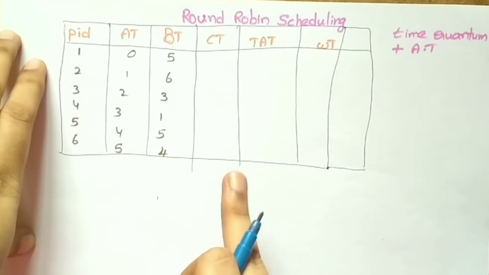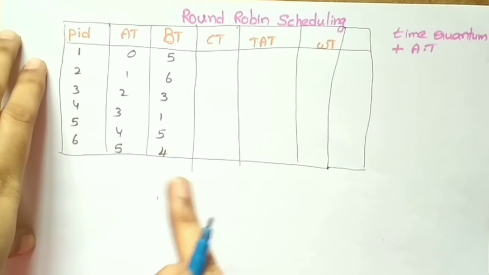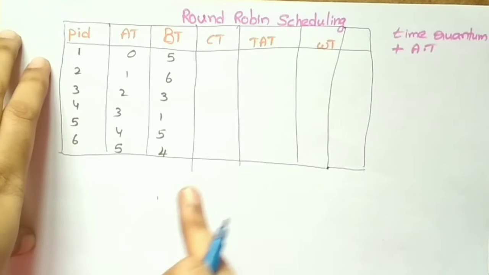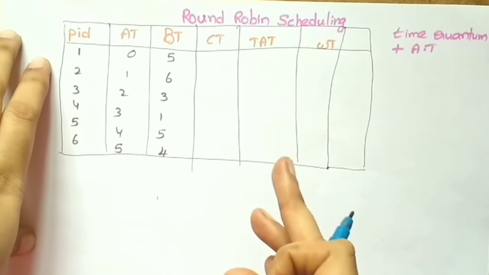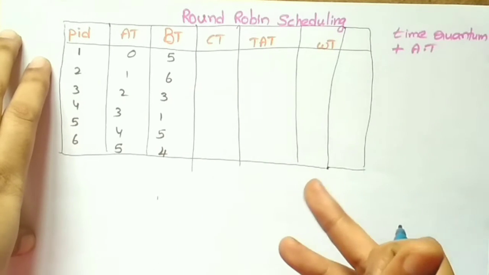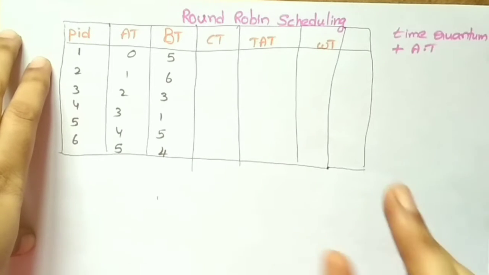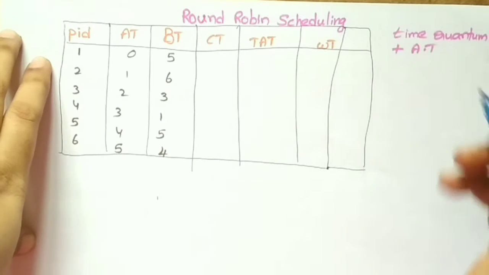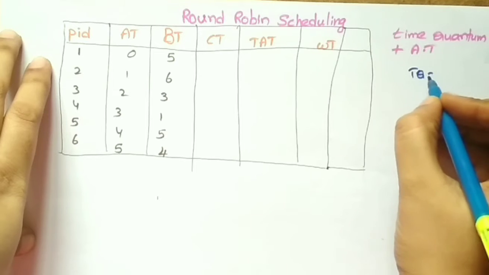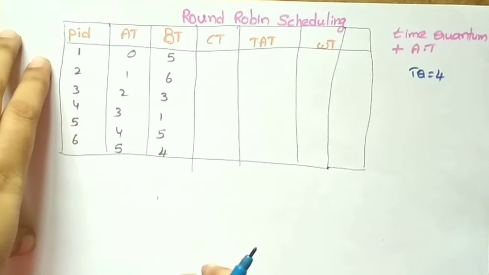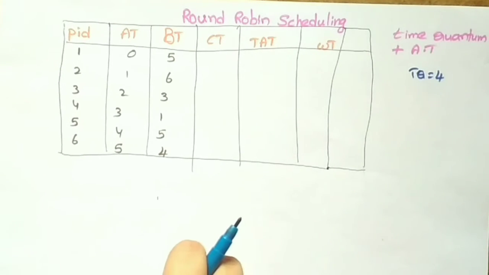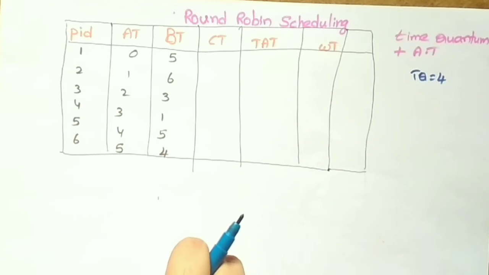The round robin scheduling algorithm is preemptive. Preemptive means the CPU is going to execute the processes by context switching, right? There will be context switching among these processes with a time limit, and here the time quantum is 4. So the time quantum is 4 here, and we are going to execute each and every process with a certain time limit.